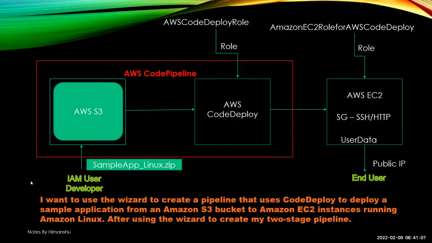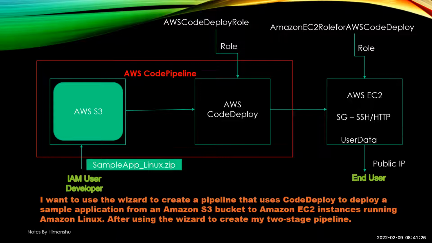So today we will understand how we can create a pipeline, AWS CodePipeline basically, that uses CodeDeploy to deploy a sample application from S3 bucket to EC2 instances running on AWS Amazon Linux machine. So this will be a two-stage pipeline.